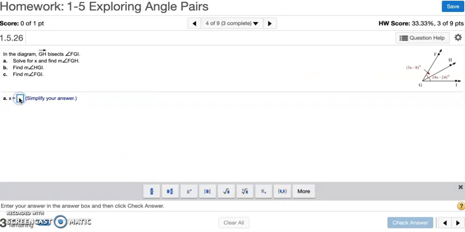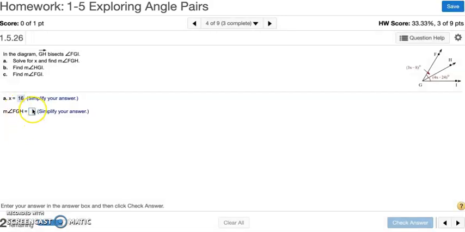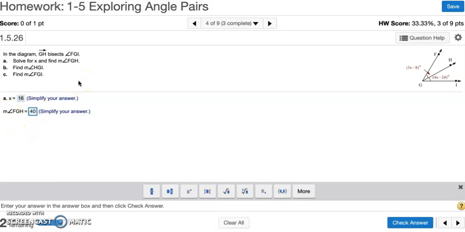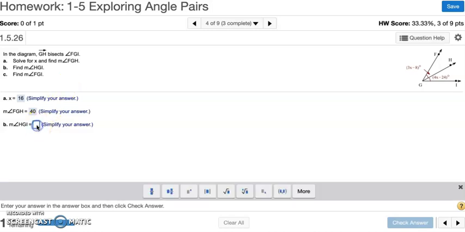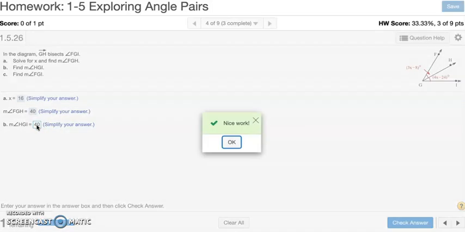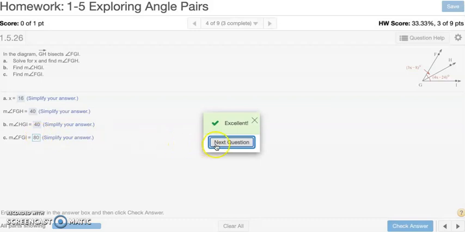So we said x is 16, and we said the measure of FGH is 40, and the measure of HGI we said is also 40 because they're the same, and FGI is double that, which we said was 80. And that's number 4.